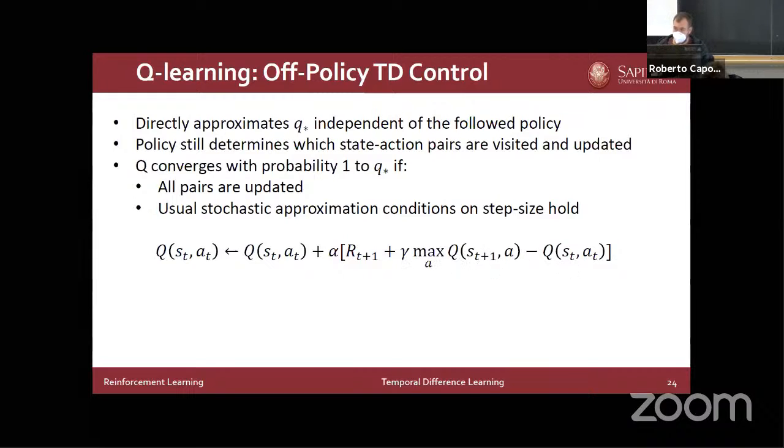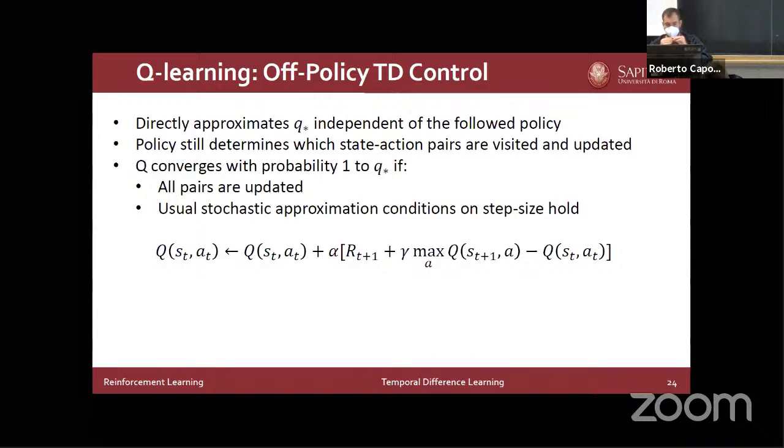Now you see why this is off policy, because we are using the maximum here. So this implies that we are trying to learn directly about our optimal policy. So our target policy is the optimal policy, and our behavior policy is still computed based on the Q that we are estimating, but in an epsilon greedy way.